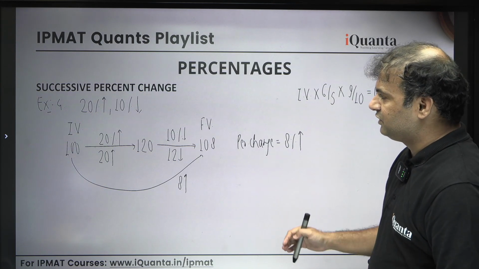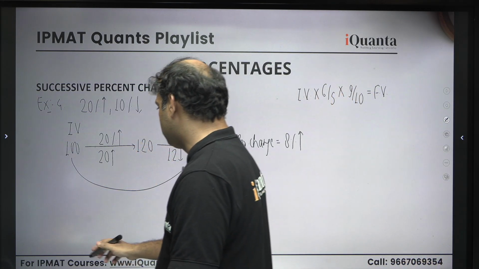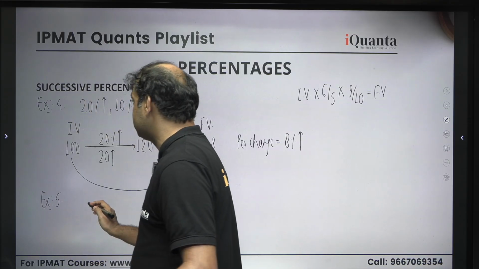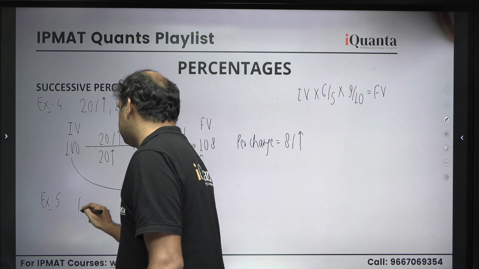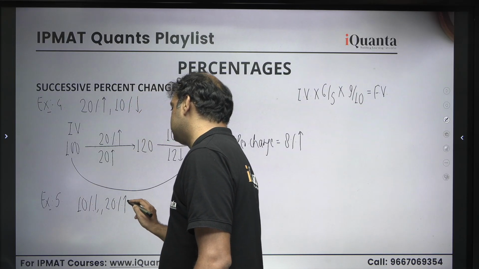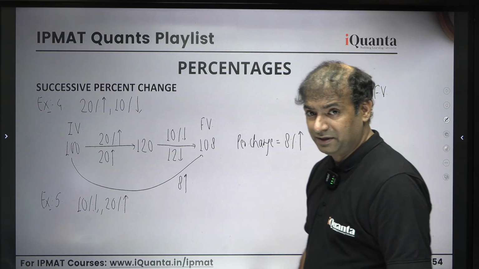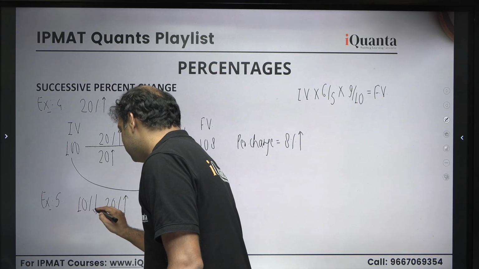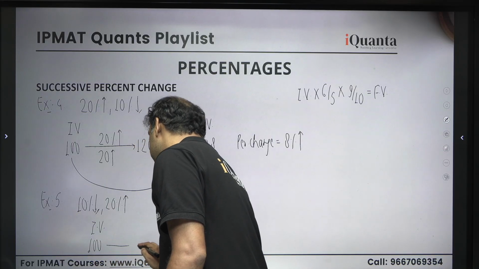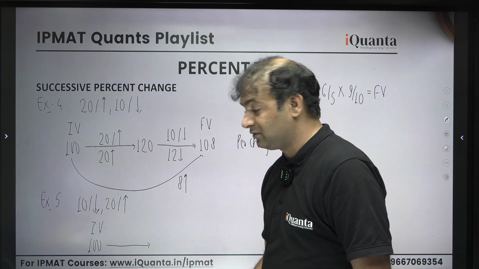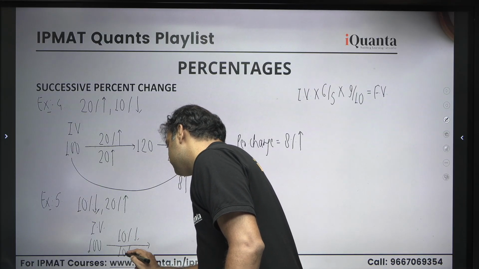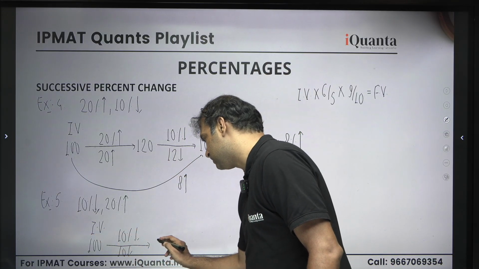Okay guys, now I would like to take one more example of a similar type. Let's say this time the percentage change series is first decreasing by 10% and then increasing by 20%. Let's assume the initial value is 100. First, this is decreasing by 10%. So what is 10% of 100? 10% of 100 is 10. So 100 decreasing by 10 gives us 90.